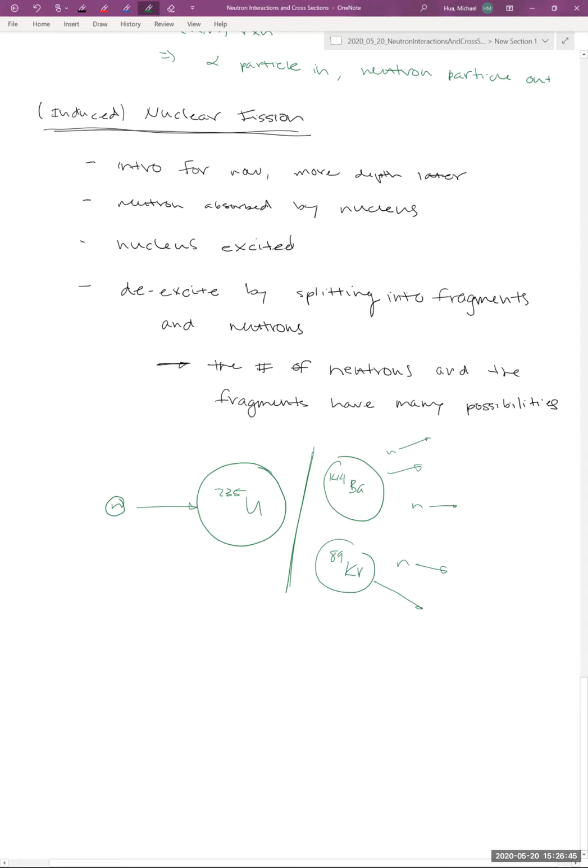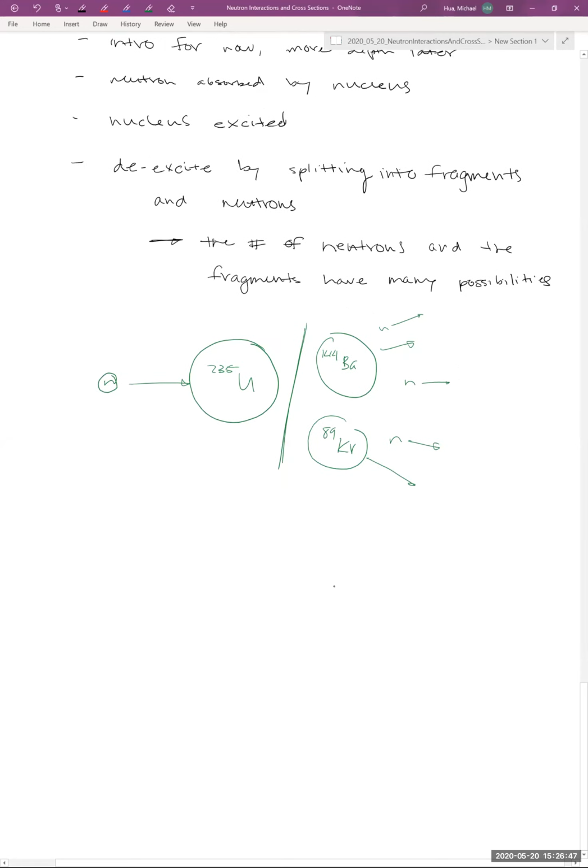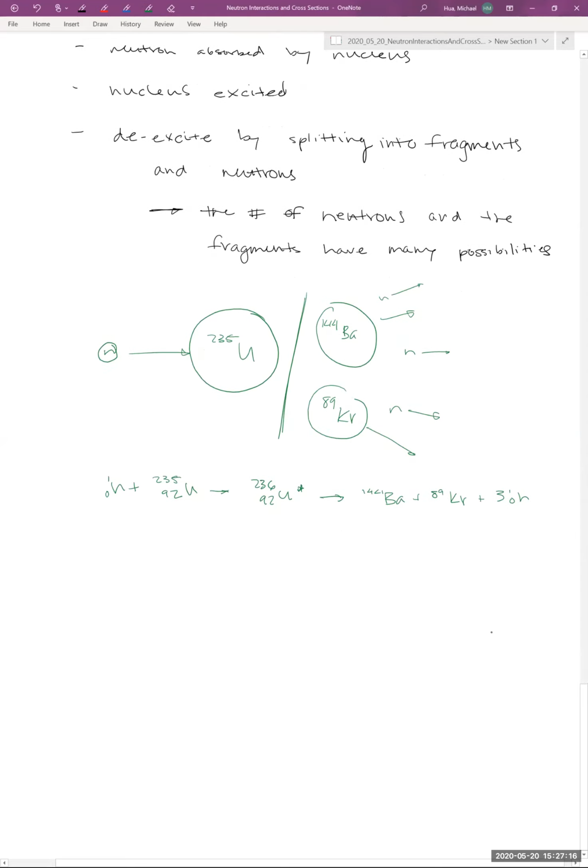And so the chemical equation that we would use here is neutron plus uranium goes to an excited state of uranium-236 before it splits. And so this is probably one of the most violent interactions that we know of in nature right now. And so this is one picture of fission.